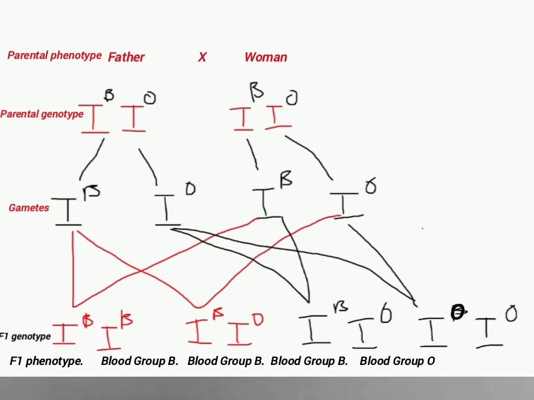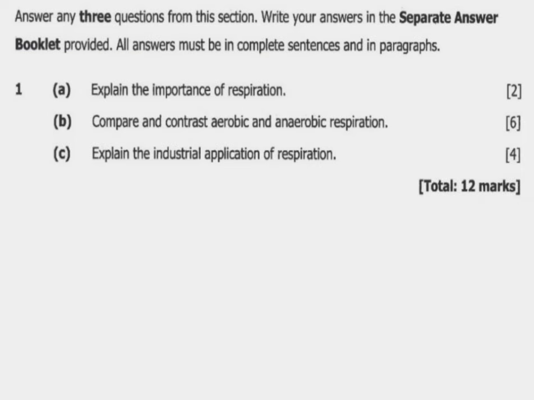So let's move into the section B part. For this part, the instruction is saying answer any 3 questions from this section and write your answers in the separate answer booklet provided. But the system has been updated for ECZ, so you're not supposed to write the answers in a separate answer sheet or answer booklet. You're supposed to write the answers in the same question paper. All answers should be in complete sentences and in paragraphs. So no need of answering in point form, you need to write it in paragraph form.